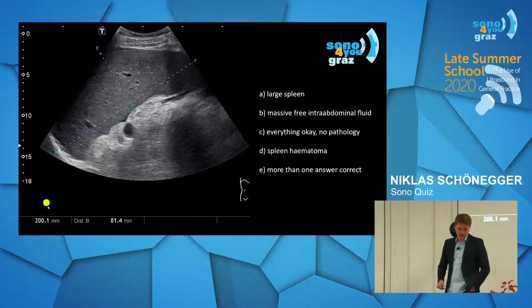You see here, when you look at the numbers, that it's 20 centimeter in diameter. That's far too much. You maybe see here some free intra-abdominal fluid, but that is not massive, and you have to check it with the probe if there is true intra-abdominal fluid, so you can't tell exactly if there is some on this picture. Spleen hematoma, this is no spleen hematoma. This is shadowing because of the rib here. You also see that it's going down here.